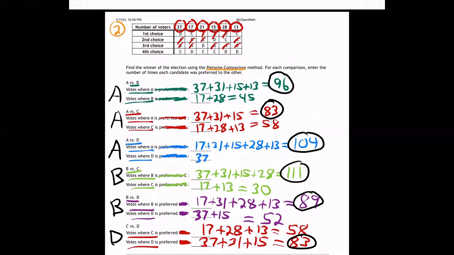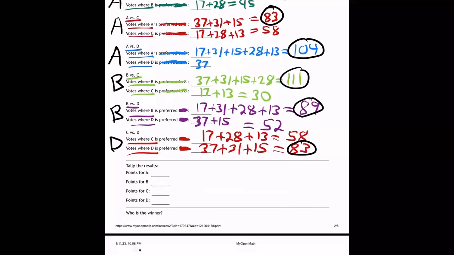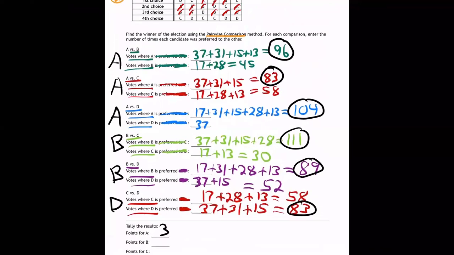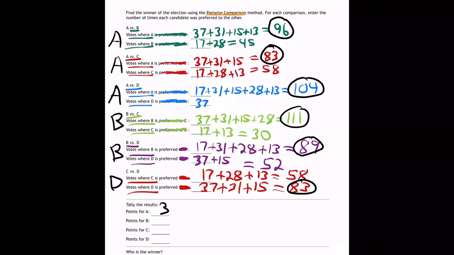So how many times did A win? 3. So A gets 3 points. How many times did B win? Twice, for 2 points. How many times did C win? None. And D won once. And so there's the points.